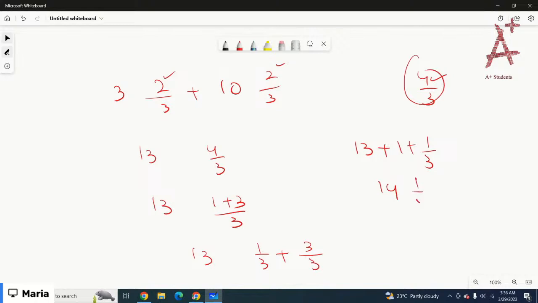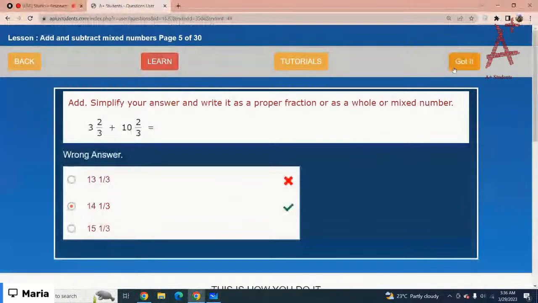13 plus 1 makes 14. 14 whole 1 over 3. Got it? Yes, so you need to add 1 to the whole number. So it would be 14 whole 1 over 3. Got it, everyone? The correct option is 14 whole 1 over 3.